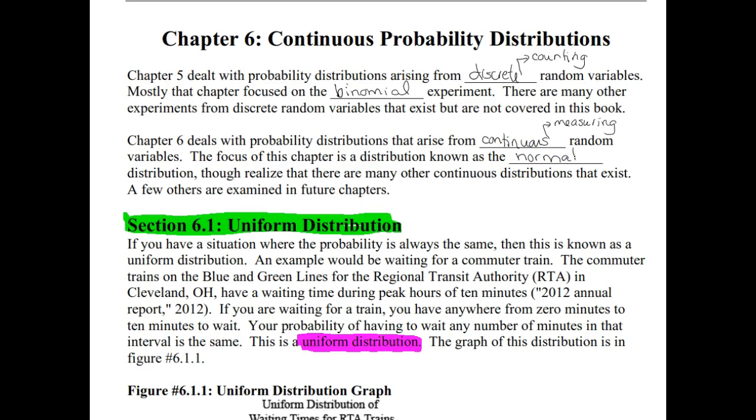Again, realize that there are many other continuous distributions that exist. A few others are going to be examined in future chapters when we talk about things called sampling distributions. But the most common continuous distribution is the normal distribution. So in this intro course, it's the one that we will focus on here.